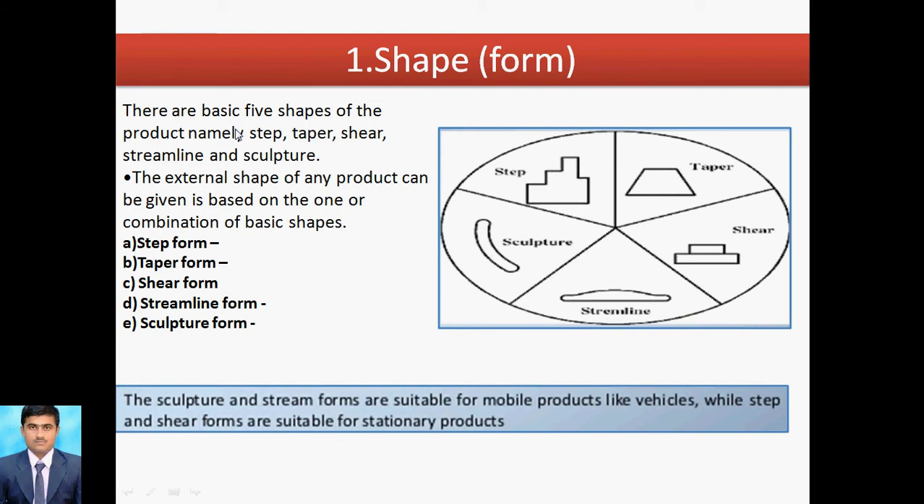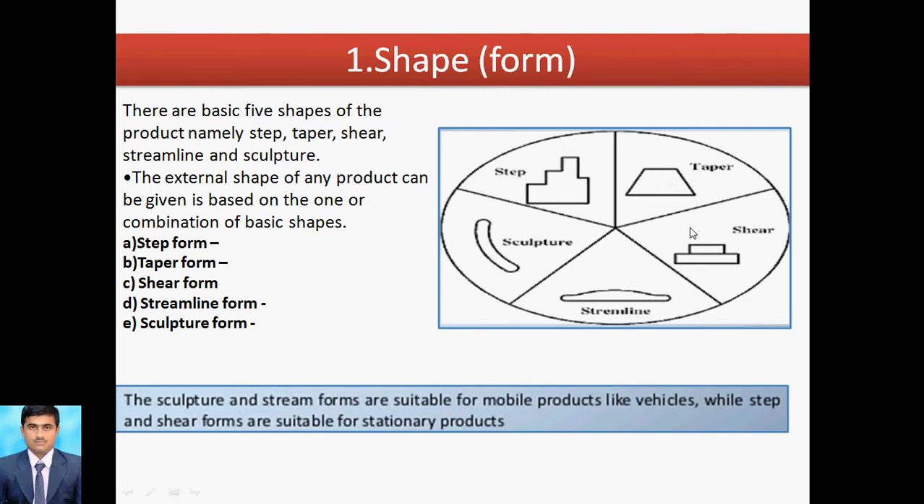So basically five shapes are available with us. First is the step form, second is the taper form, third is the sphere form, then the streamline form, and the last is the sculpting form. As we know, the step form is nothing but vertical ascents, and it can be suitable for multi-story buildings. Then there is the taper shape, which has a taper form.